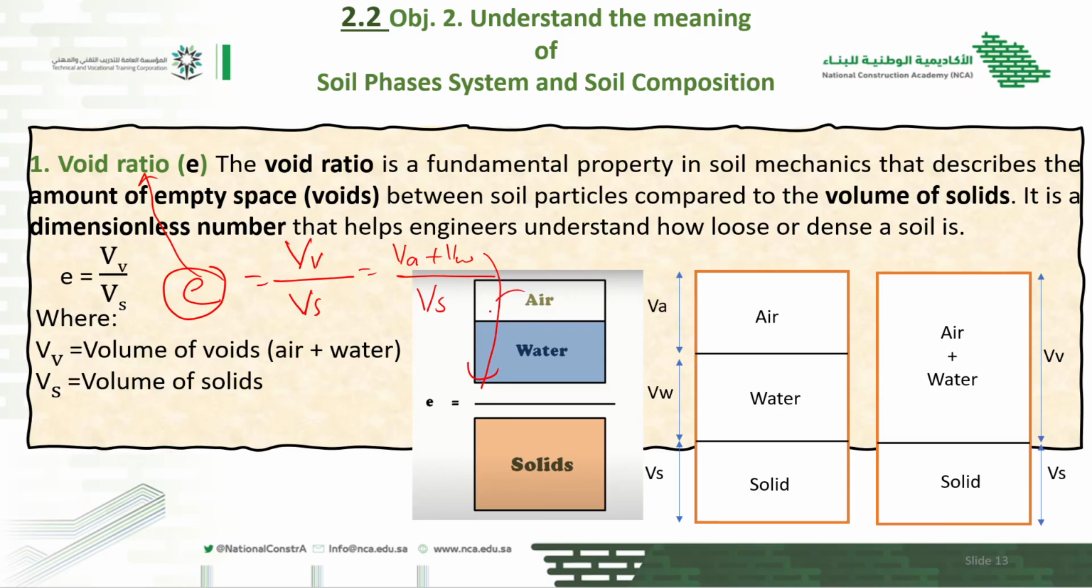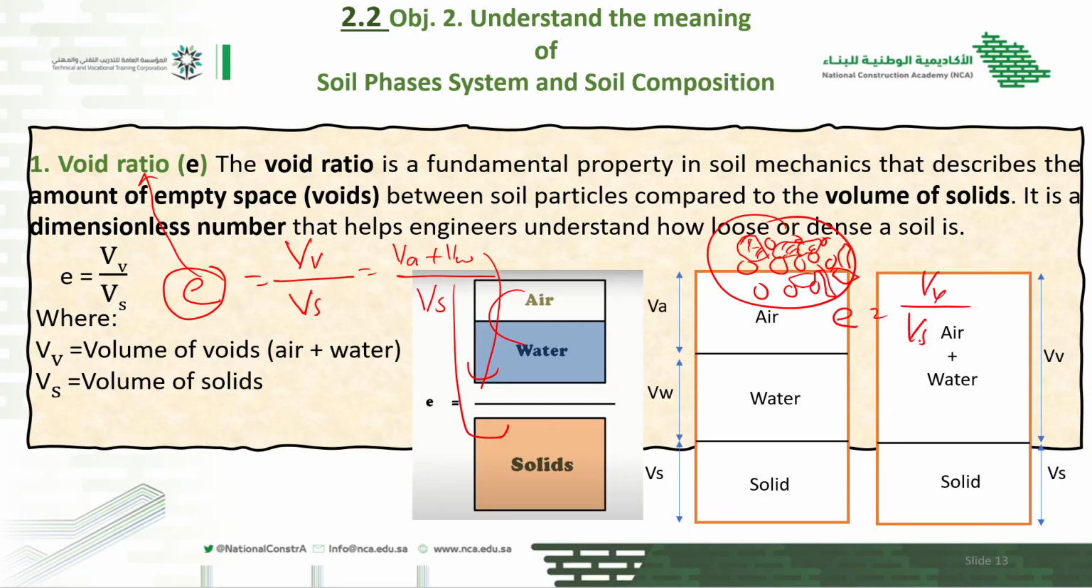Like this, you can see this is volume of water and air, and this is volume of solid. So what does it mean? This is the soil sample. These are the solid particles, the circles. Now there are gaps between them, voids. Some of the voids are filled with water, and in some of the voids air is present.